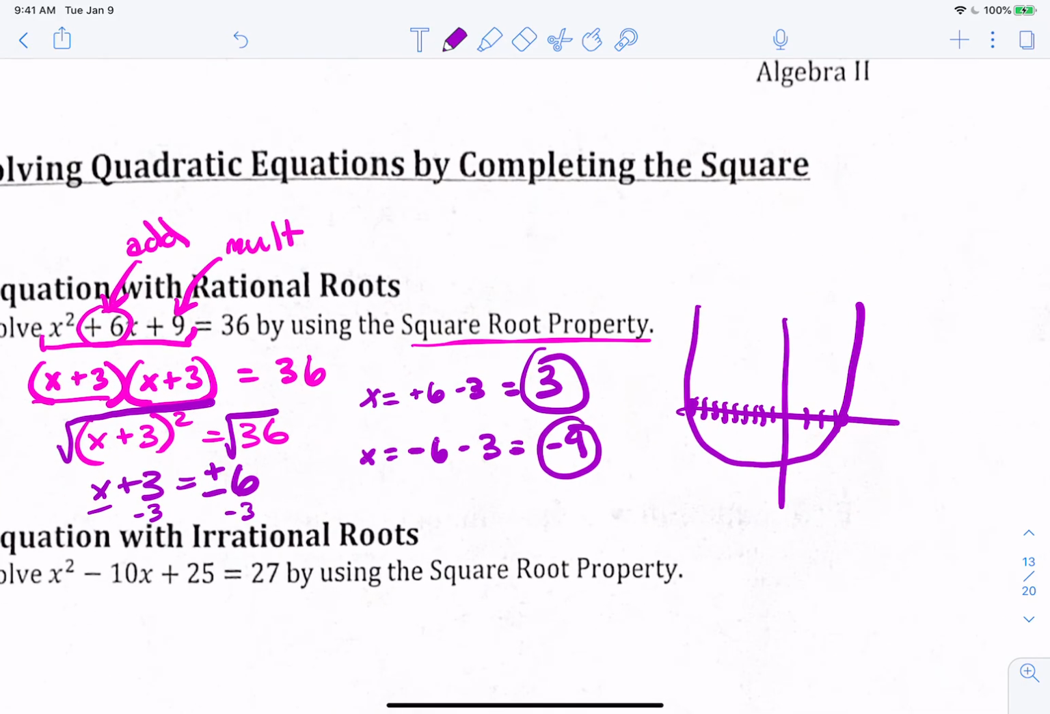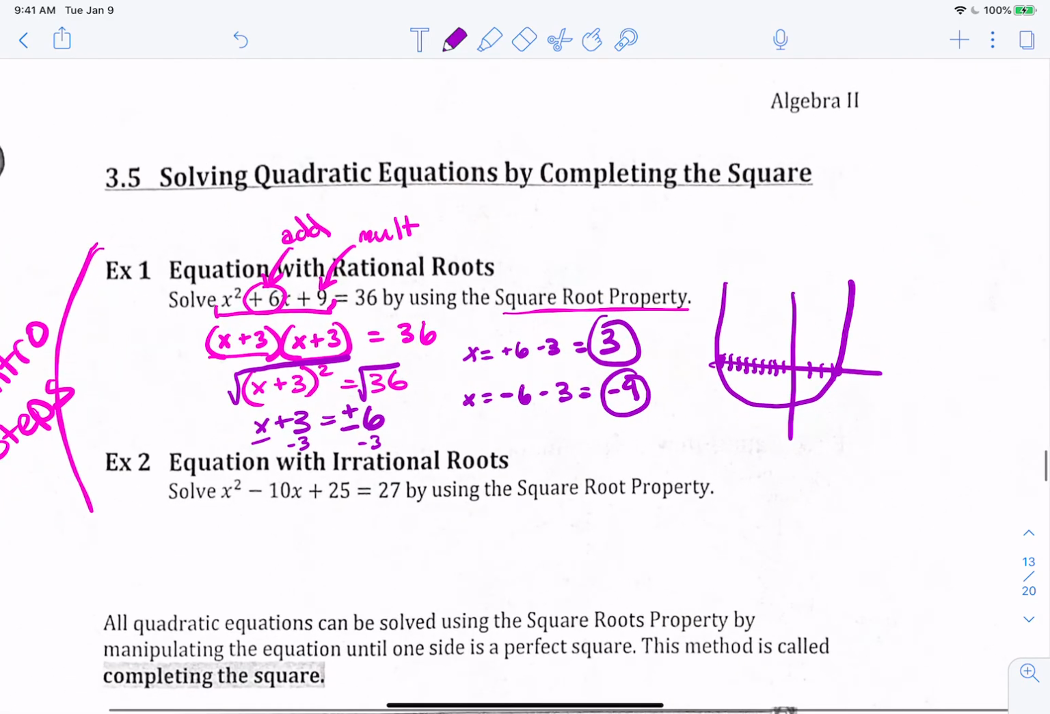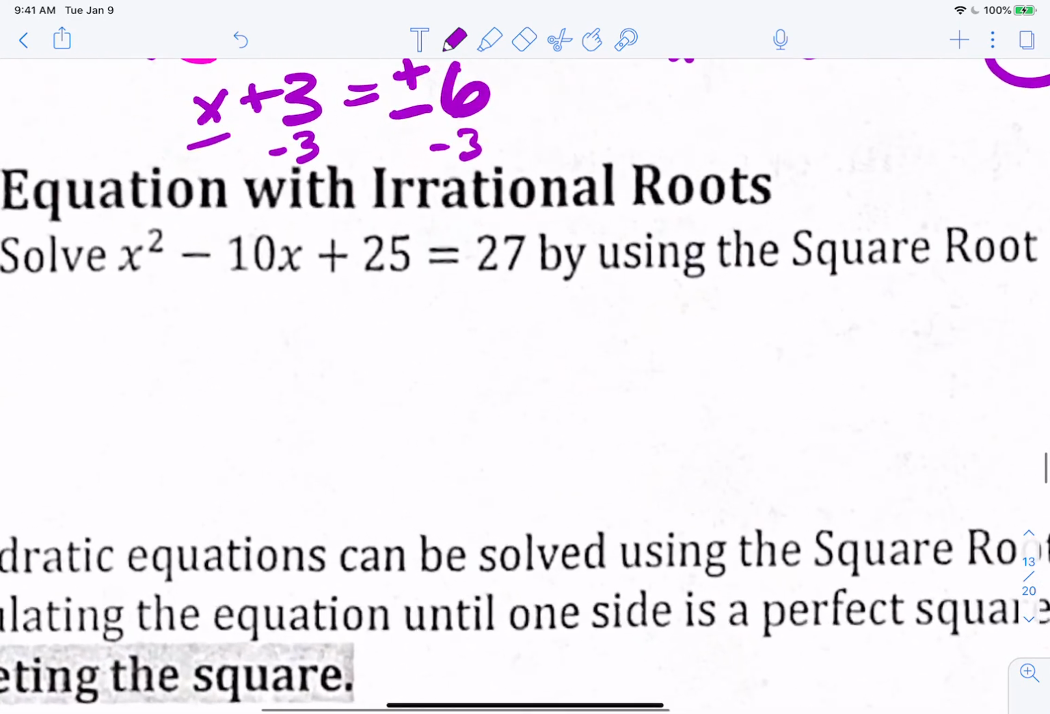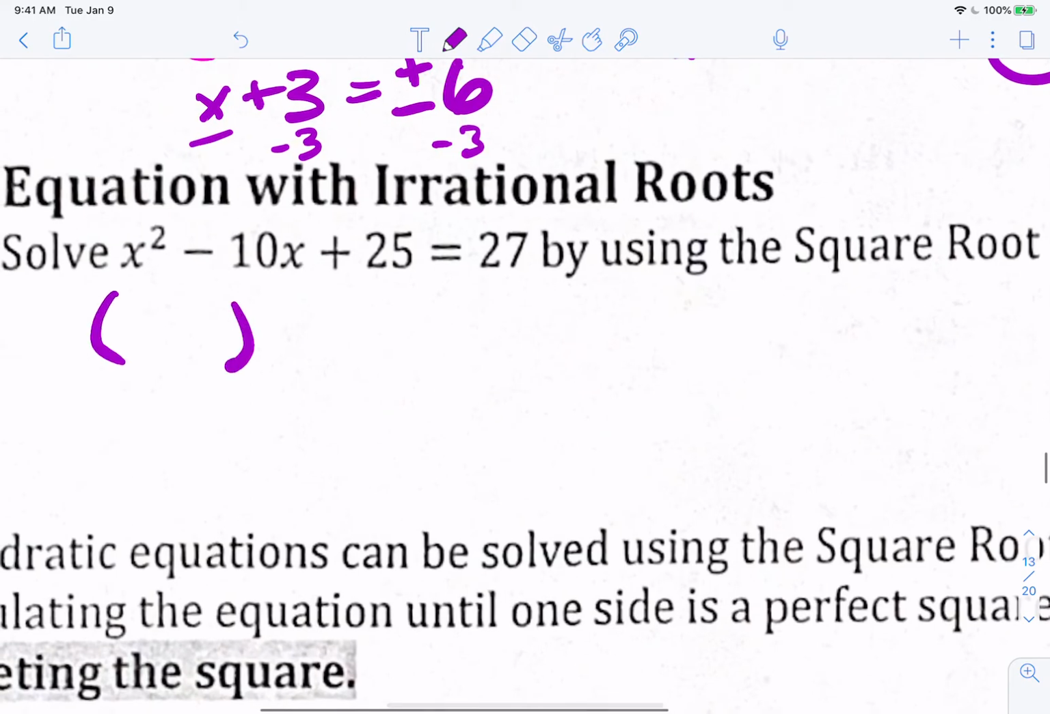So that was the square root property. We're still locating the same things as we did with factoring, but we're not factoring this time. We are doing the completing the square. This is the square root property. The next one is the same thing, except we're going to end up with a little bit of a weird answer. So the left side, we're going to break it down.